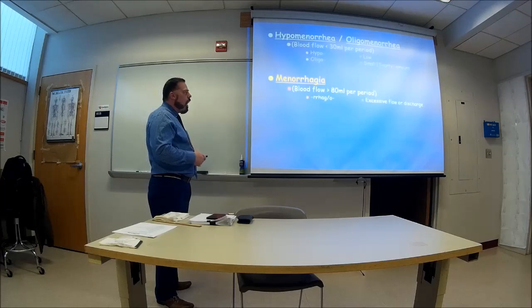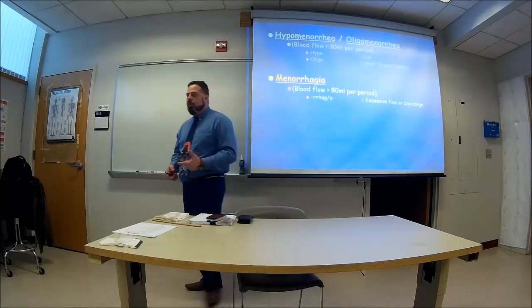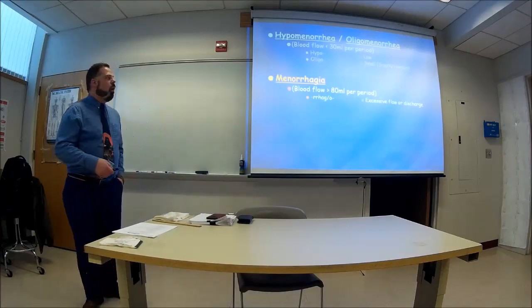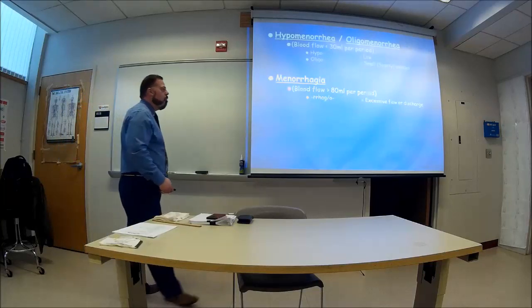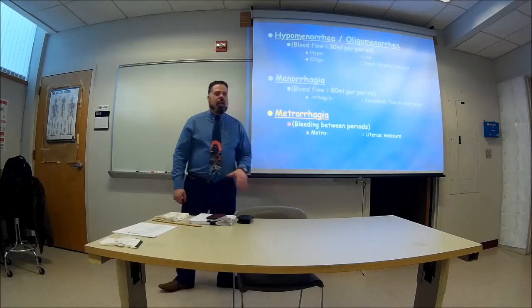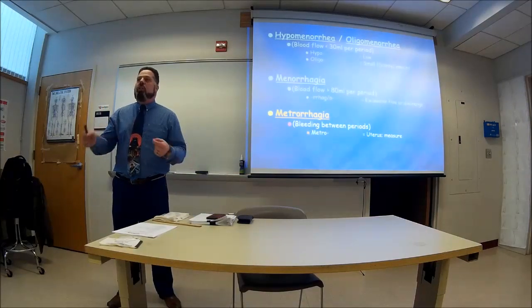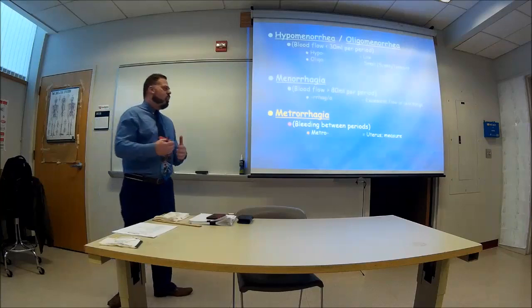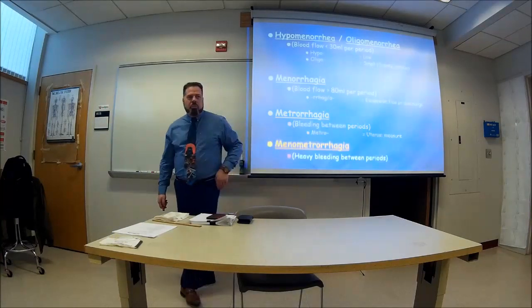We have menorrhagia, and this is where we're going to have an increase. This is where your clots are coming in. This is going to have an increased amount of menstruation per period, per cycle, in other words, okay? And then we have metrorrhagia. Metrorrhagia is when you have periods, you also have some bleeding in between the periods. So it's kind of like out of sync, okay? So this is bleeding between periods.